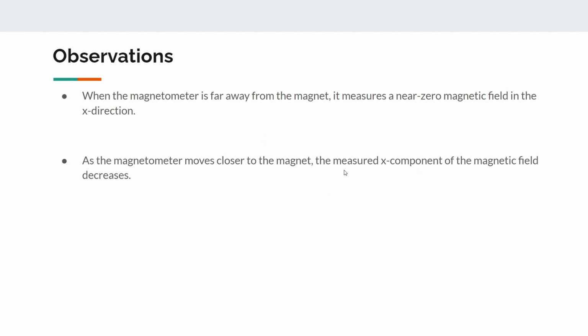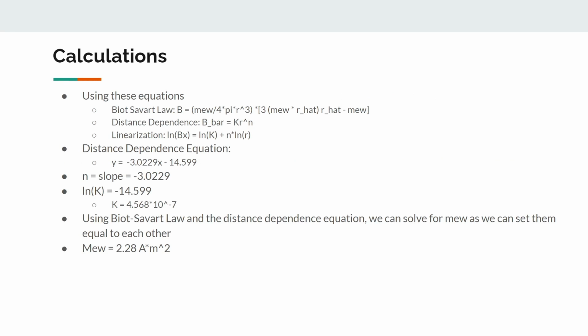For my observations, I found that when the magnetometer is far away from the magnet, it measures a near zero magnetic field in the x direction. And for my second one, as the magnetometer moves closer to the magnet, the measured x component of the magnetic field decreases. For my calculations for the mu value, I used these three equations: the Biot-Savart law, distance dependence, and linearization.